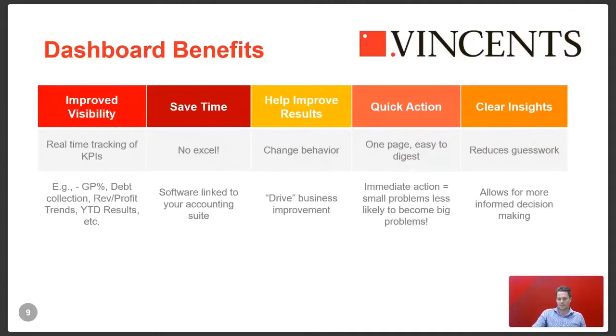Common examples of some KPIs you might look at with your dashboard reporting would be your gross profit percentage or dollar, debt levels, debt collections, how quickly you're paying debt and things like that, revenue and profit trends, year-to-date results, month-to-date results, quarter-to-date results, all those types of things.